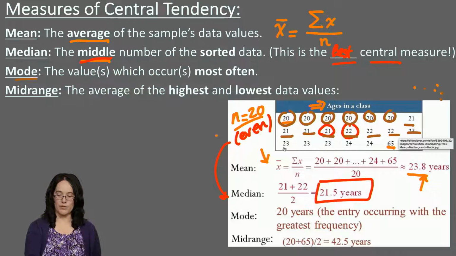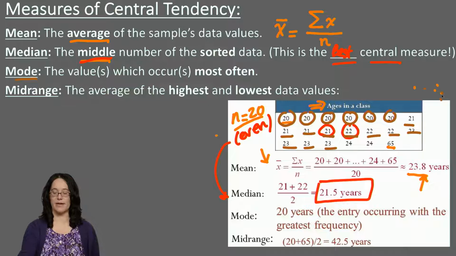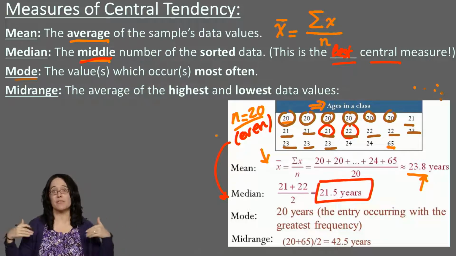23 appears once, twice, 3, 4 times, okay? So we notice here that there's multiple repeats of values. What we're looking for with the mode is which one wins, right? Now, if they all only appear once, there is no mode. But as long as there's someone that was repeated, you then have to decide who the winner is.